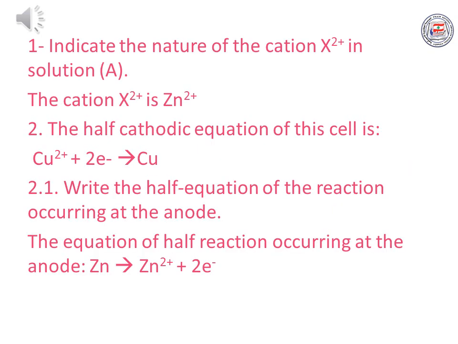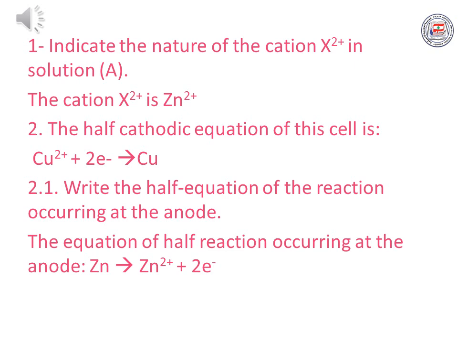Number 1. Indicate the nature of the cation X2+ in solution A. According to the figure, a zinc strip is dipped in solution A, so the cation X2+ is Zn2+. Number 2. The half cathodic equation of this cell is Cu2+ + 2e- giving Cu. 2.1. Write the half equation of the reaction occurring at the anode.